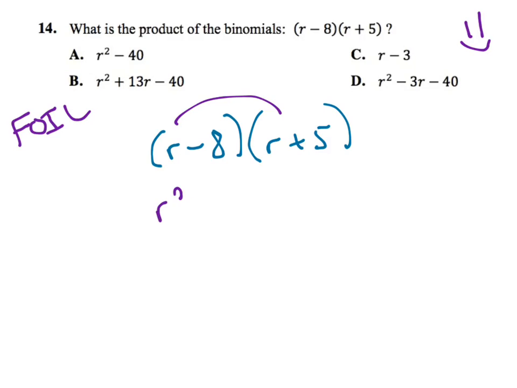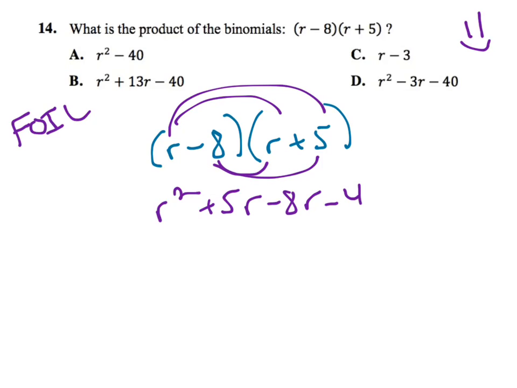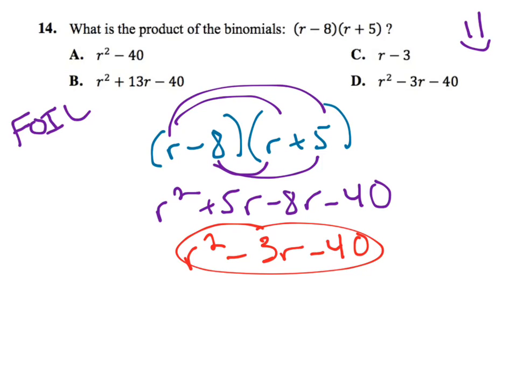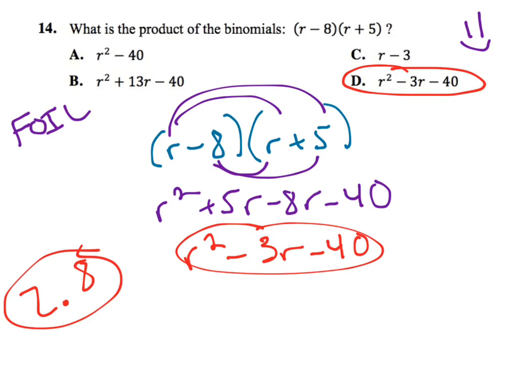All right, so first, r times r gives me r squared. Outside, r times 5 gives me 5r. Inside, negative 8 times r gives me negative 8r. Last, negative 8 times 5 gives me negative 40. Combine my like terms, I get r squared minus 3r minus 40. There's my answer. Practice would be Z8.